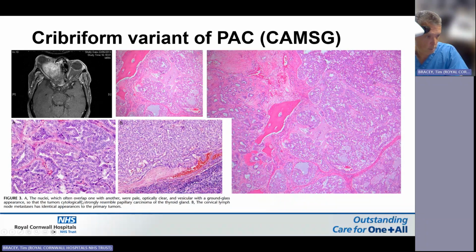The nuclei in this tumor really resemble papillary thyroid carcinoma. And in fact, one of the patterns that you should try and recognize in this tumor is papillary architecture, because papillary architecture pertains to a higher rate of lymph node metastasis.